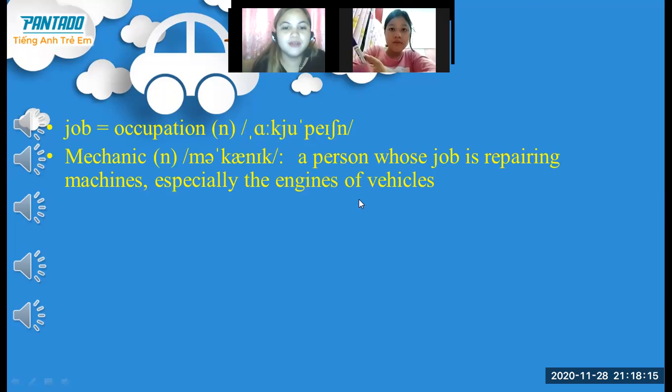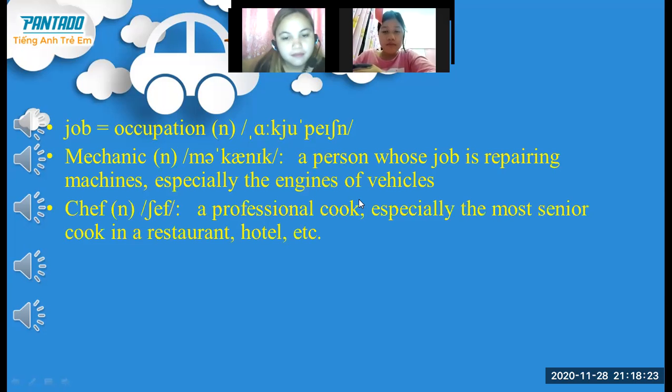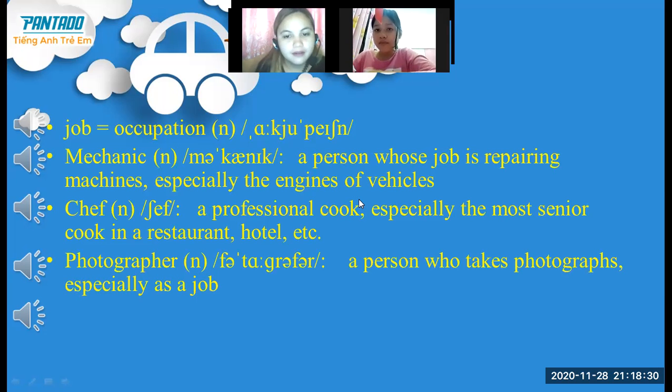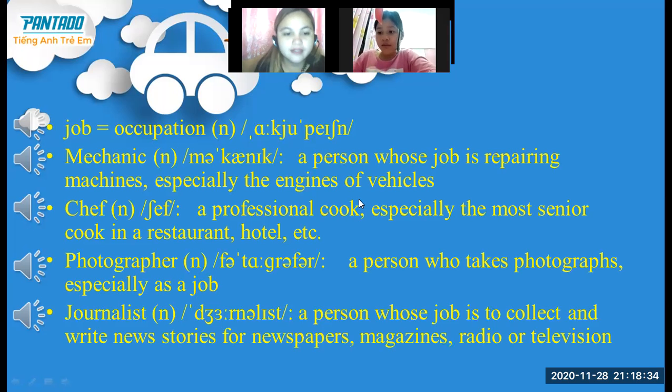What is number 2, Anne? Mechanic. Very good. Mechanic. Next. Chef. Next one. Photographer. Next. Journalist. Okay. So what do you mean by occupation, Anne?